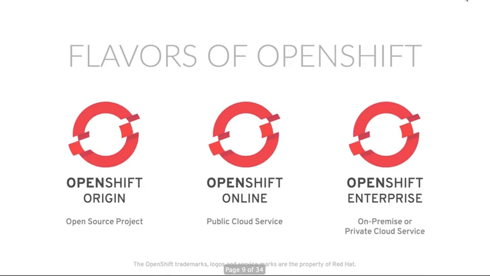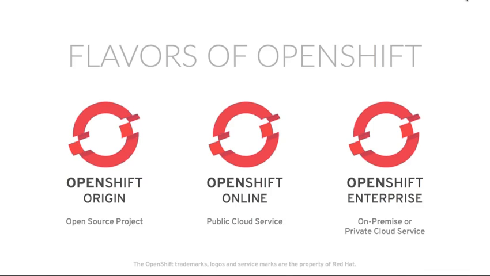OpenShift in itself is actually 3 projects. OpenShift Origin is the open source project. So anybody can go to github.com/OpenShift and find the OpenShift source code there. All the development of OpenShift happens on the OpenShift Origin project. Anybody can take the bits and create their own platform as a service they want to. It will not be supported by Red Hat, but it's an open source project, so anybody can do it themselves.